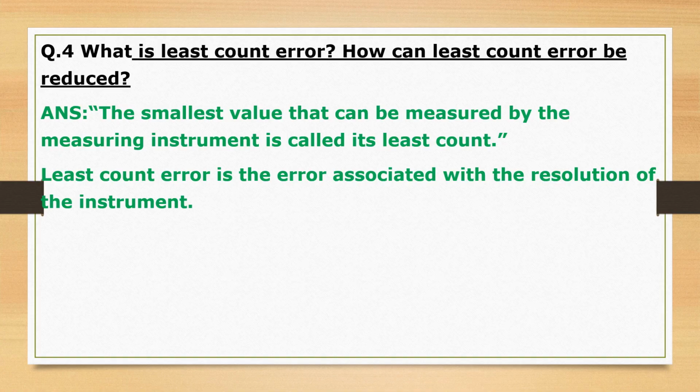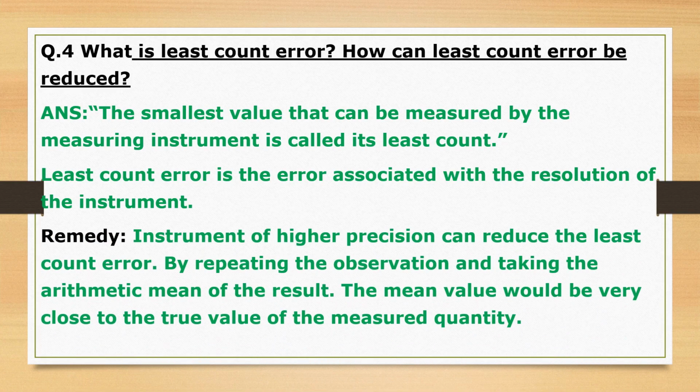And the remedy for the least count error is: an instrument of higher precision can reduce the least count error. It means the instrument with the lowest possible absolute uncertainty, which further means the instrument having the lowest possible least count, will generate the least possible least count error. Another remedy is by repeating the observation and taking the arithmetic mean of the results. Finally, the mean value would be very close to the true value of the measured quantity.